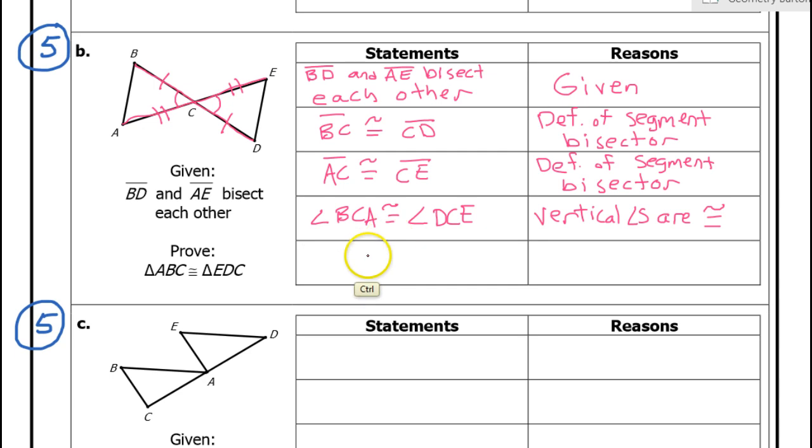Okay. Now we have enough information to prove the triangles are congruent. So triangle ABC is congruent to triangle EDC by side angle side, of course.